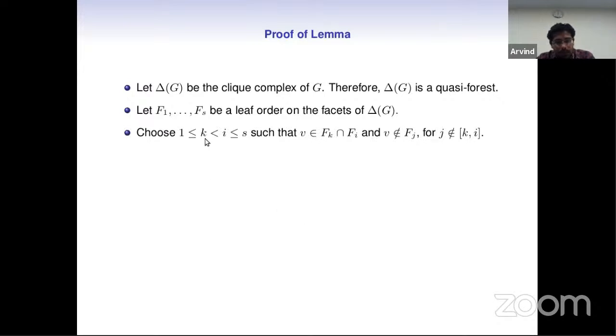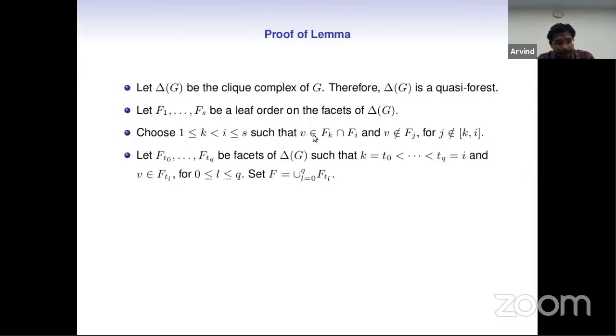Okay, choose K and I such that V belongs to F_K and F_I, and V does not belong to F_J if J does not belong to this interval. So K is minimal and I is maximal such that V belongs to F_K and F_I. Let F_{T0} up to F_{TQ} be the facets of Δ(G) such that K equals T0 and TQ equals I, and these facets all contain V.